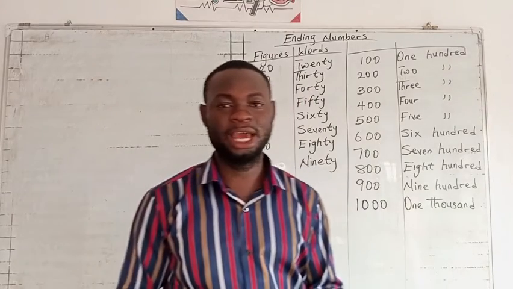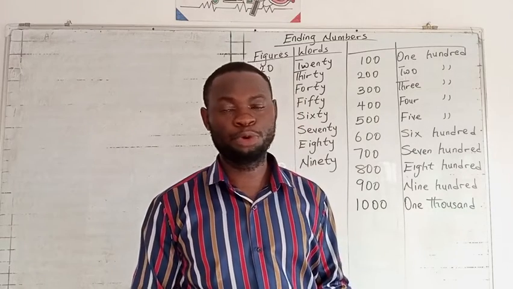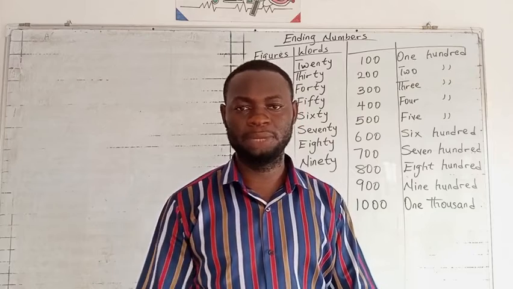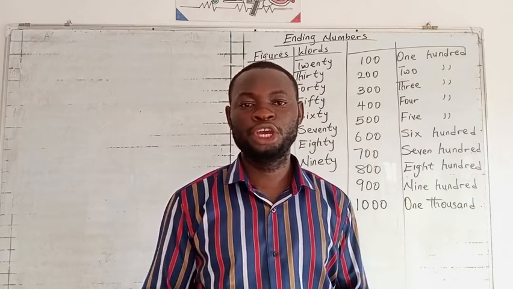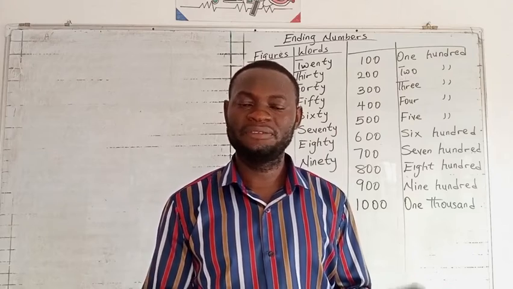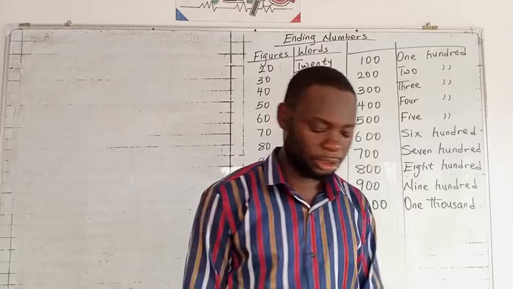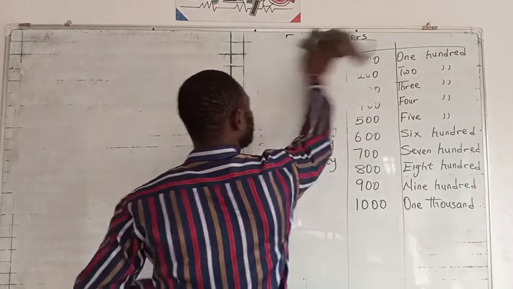As I said earlier, we have the fourth group of numbers which we call the compound numbers. And I said that a compound number is made up of a unit number, a foundational number, or an ending number. So let's talk about the compound numbers.